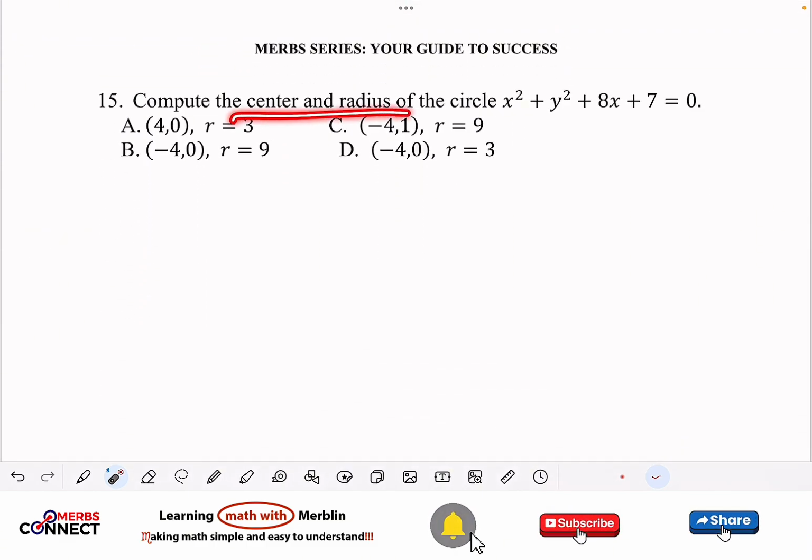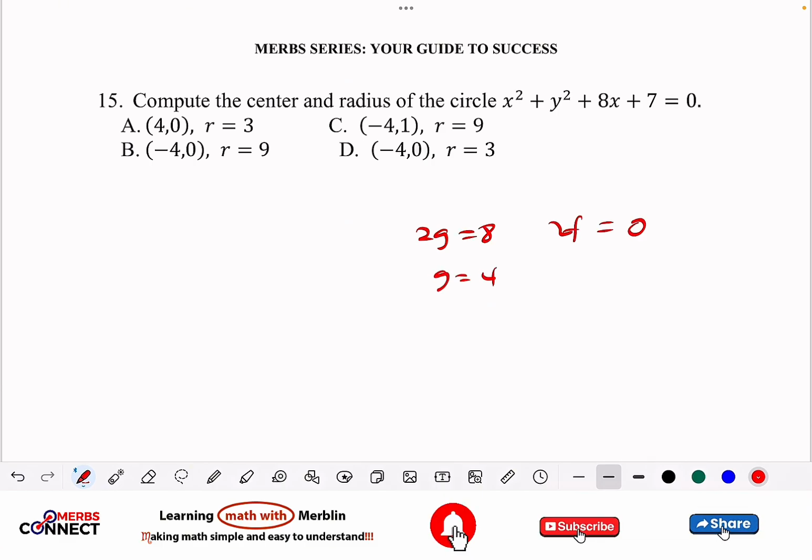Compute the center and the radius. Okay, very quick one. So 2g is equal to 8, g is equal to 4. 2f, there is no y there, so it's equal to 0. f is equal to 0. So center will be minus 4 and 0. Minus 4 and 0. Let's find the radius.